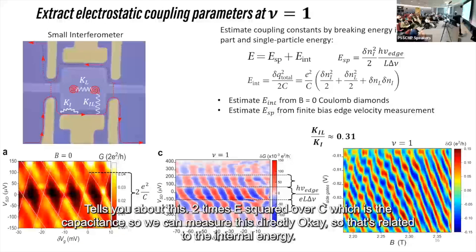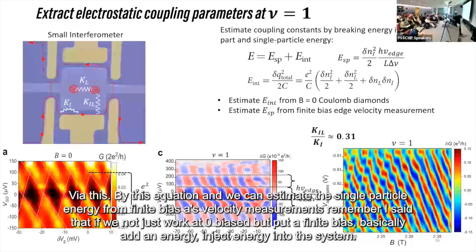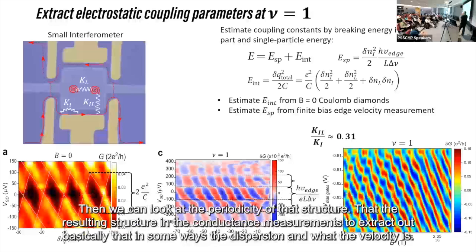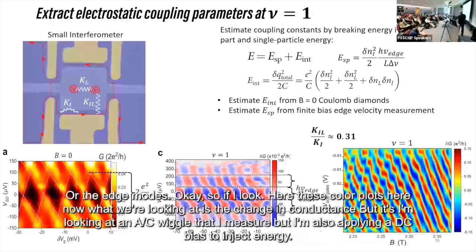Okay, so that's related to the internal energy by this equation. And we can estimate the single particle energy from finite bias edge velocity measurements. Remember I said that if we not just work at 0 bias, but put a finite bias, basically add an energy, inject energy into the system, then we can look at the periodicity of that structure, the resulting structure, and the conductance measurements to extract out basically, in some ways, the dispersion and what the velocity is for the edge modes.